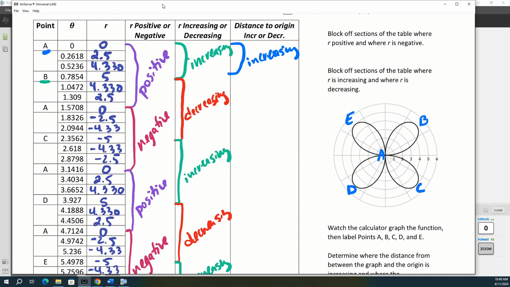All right, and then we're at B and we're going to go to A. What do you notice about the distance there? Decreasing. So if we're going towards A, that distance is decreasing. If we're going away from A, that distance is increasing.